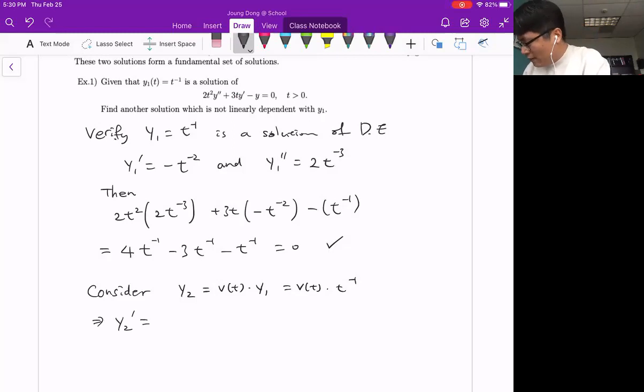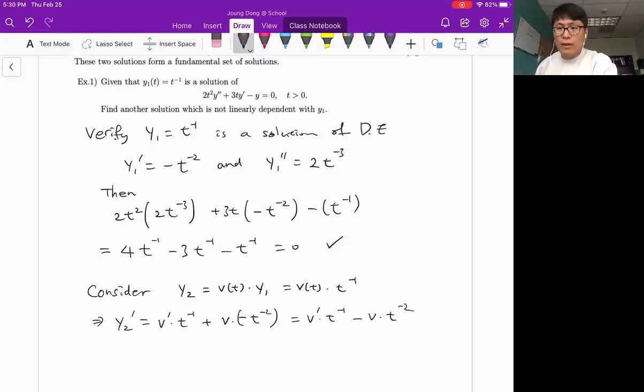For the first one, prime: v prime times the second function, plus v times the derivative of the second function, minus t to the minus 2, okay? Simplify a little bit. It is equal to v prime times t to the minus 1, minus v times t to the minus 2 now, okay? And also, don't forget, we need y2 double prime, right?